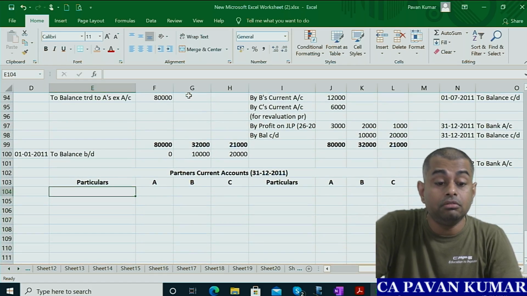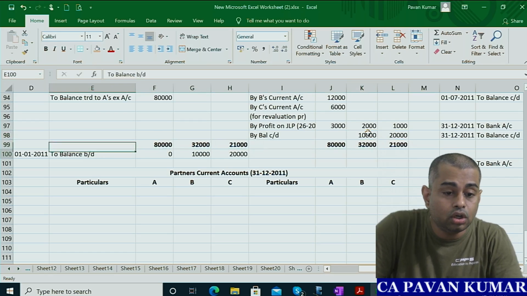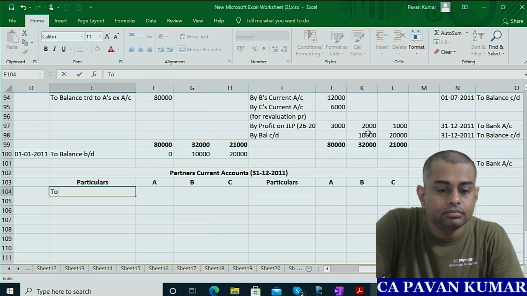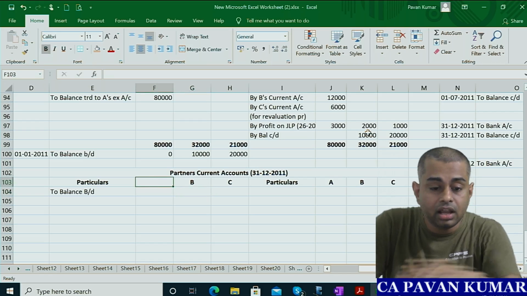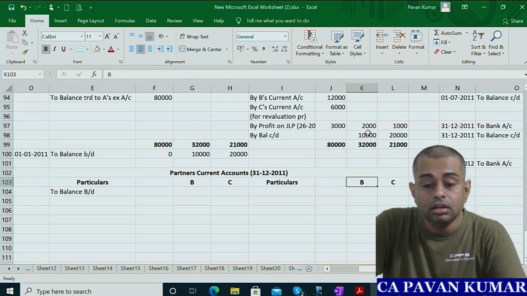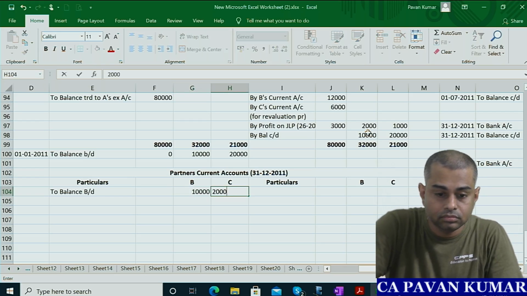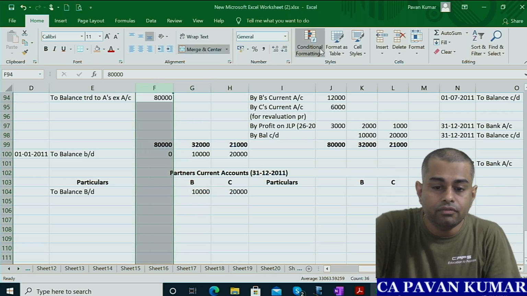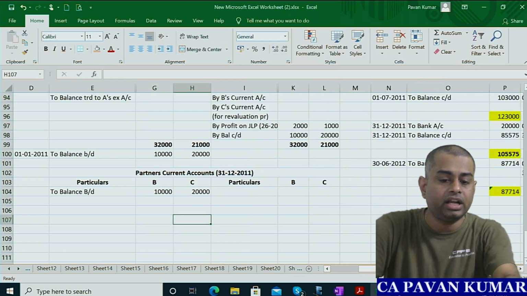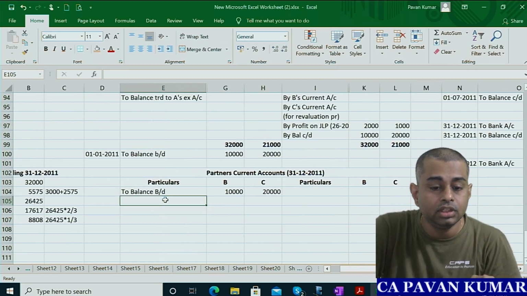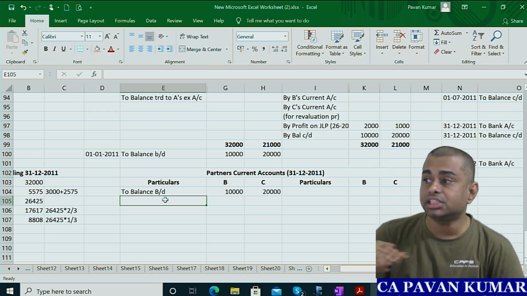Okay. Now we have the balances 10,000, 20,000 here. These will be brought forward, isn't it? A will not be there, no? Why am I preparing A? A, hat jao, bhai sahab, sorry. Only B and C will be there. Okay, so 10,000, 20,000. If these are confusing you, we'll hide these two columns. So particulars, and we'll do only B and C. To balance brought down 10,000, 20,000. Correct? Then do we have any other transactions this period?